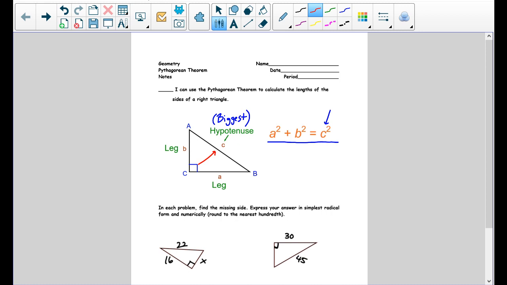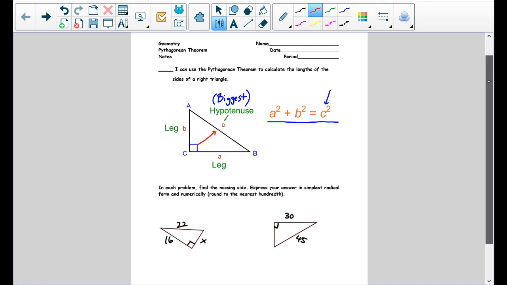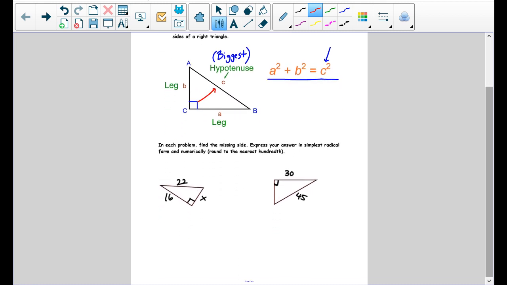So we can use this formula, a squared plus b squared equals c squared, to find any of the missing side lengths of a right triangle. Okay? So let's take a look and see how we can use this to find our missing side lengths.